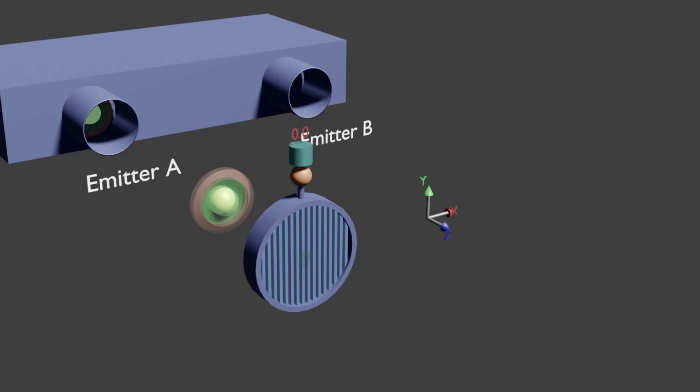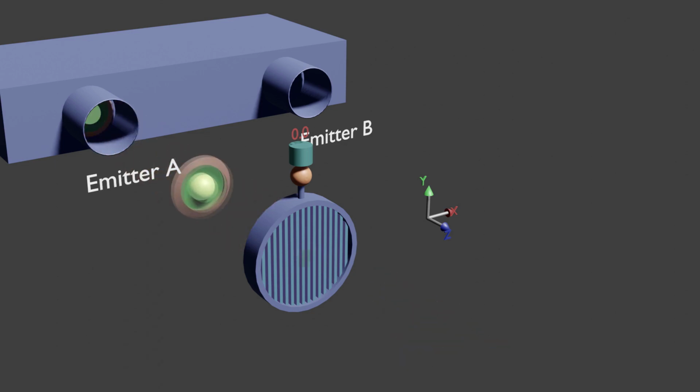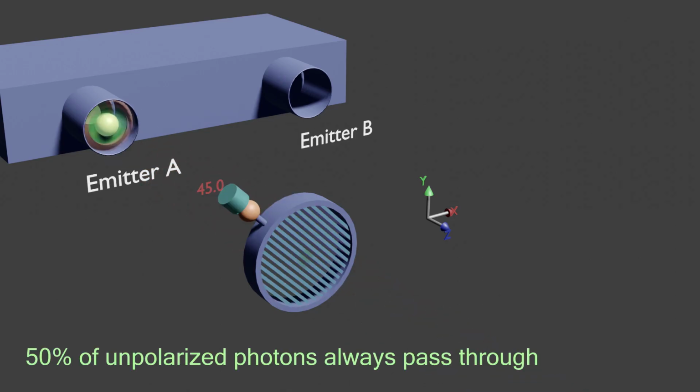And we can show this as an animation of each photon. The semi-transparent disks represent the random polarization angles. This unpolarized state collapses when the photon hits the polarizing filter, and 50% of the photons pass through the filter. One important point is that the probability of passage is 50% for any filter angle.